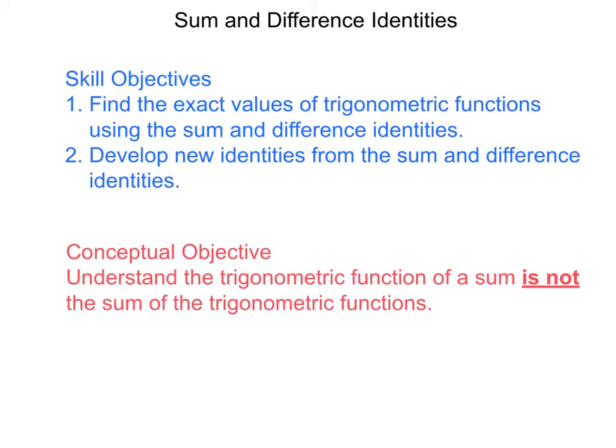What this conceptual objective means really is that if I take, for example, the sine of 30 degrees plus 45 degrees, that is not equal to just the sine of 30 degrees plus the sine of 45 degrees. You can actually put this into your calculator and confirm that, but you have to realize that does not work.